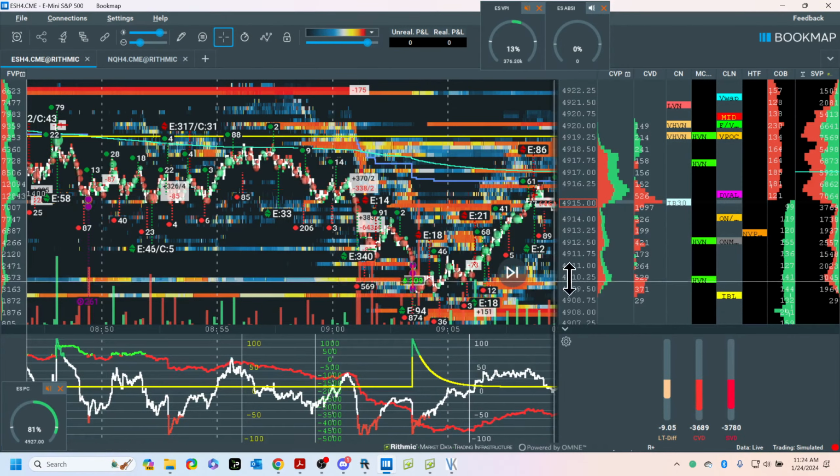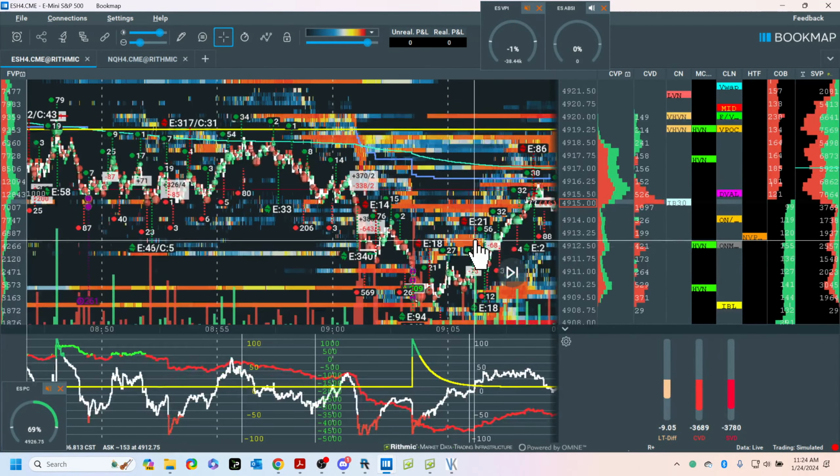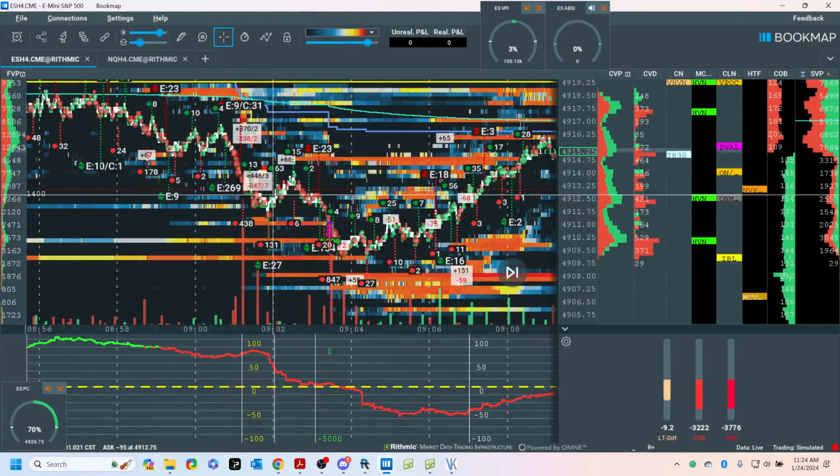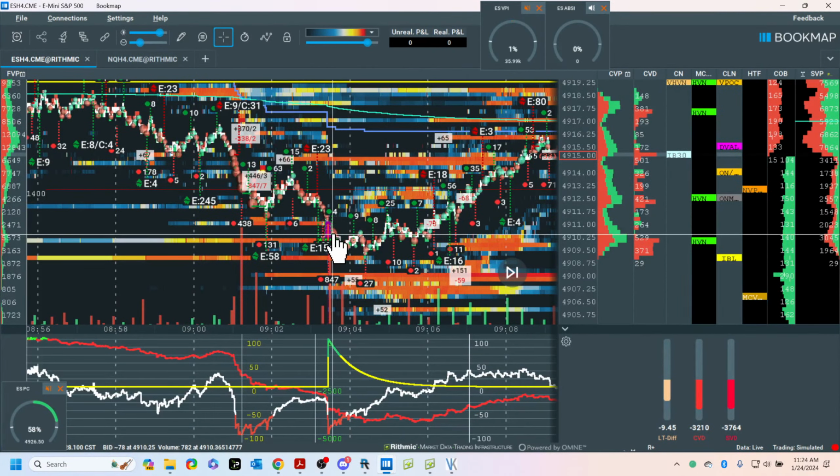This is a high volume node. I'm now going to go into fractal with you. Now, subject to your plan, and remember, what is a plan? It is something that has a statistical edge. It is nothing more than that.